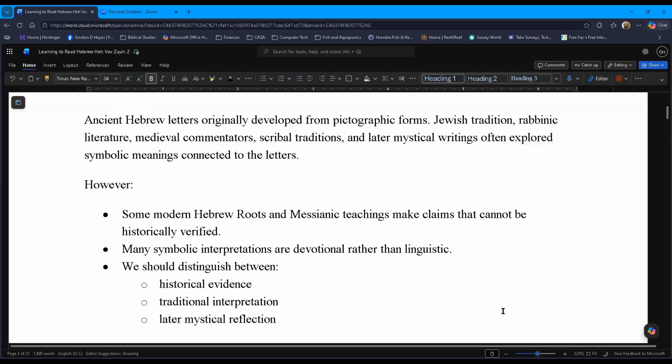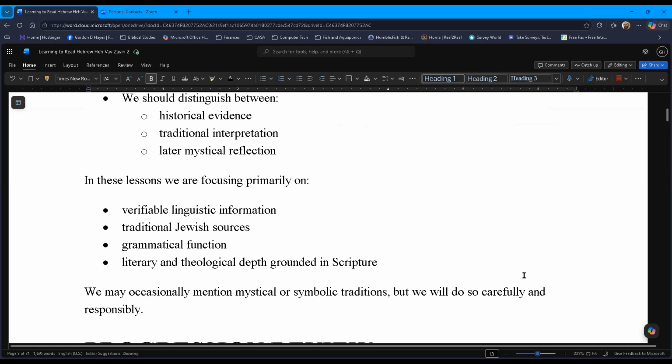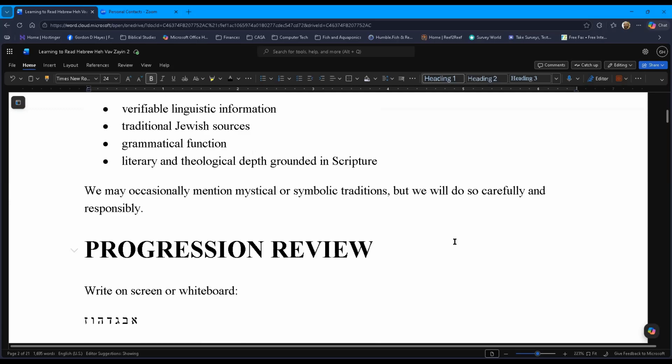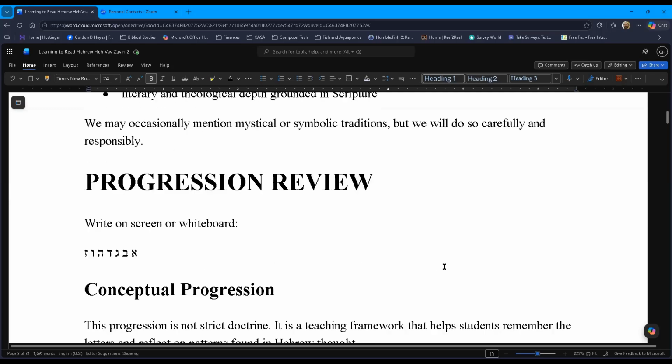Many of these symbolic interpretations are devotional rather than linguistic. And I want to distinguish between the historical evidence, traditional interpretation, and later mystical reflection. So in these lessons, we're focusing primarily, not completely, but primarily on verifiable linguistic information. I think that should be our foundation. And then building on it, traditional Jewish sources, grammatical function, and literary and theological depth grounded in the scriptures, primarily the Tanakh. We may occasionally mention mystical or symbolic traditions, but we'll do so carefully, and hopefully I will do it responsibly.